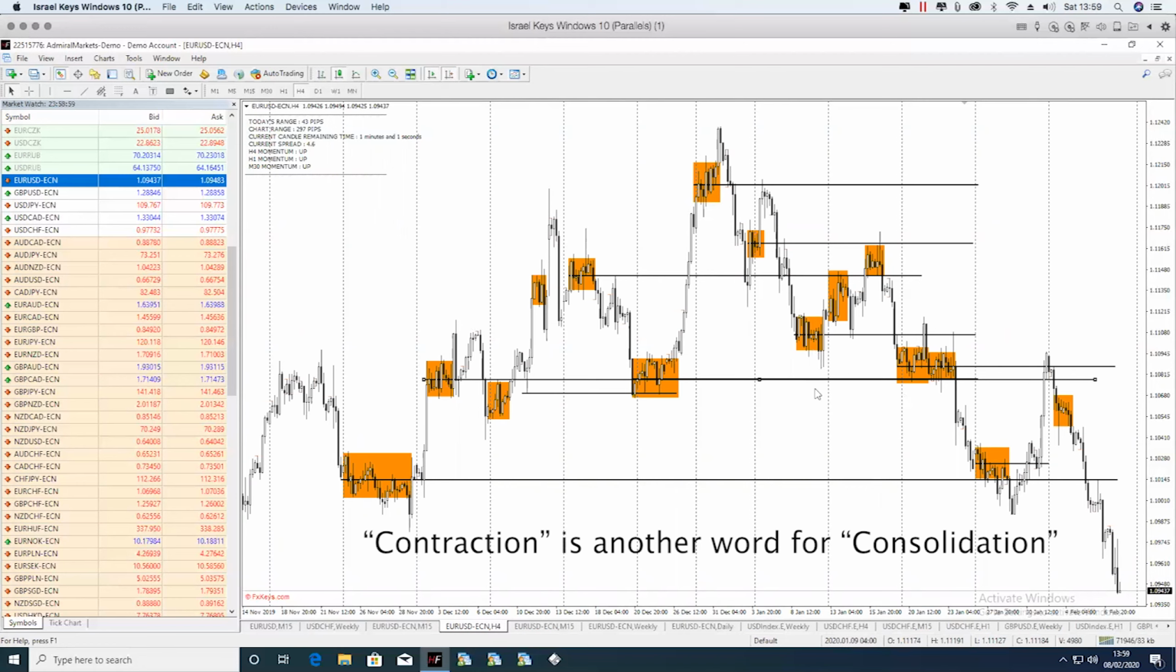And sometimes you'll have multiple contraction phases in one run-up because they need to contract several times to build the momentum in the direction they want to go.